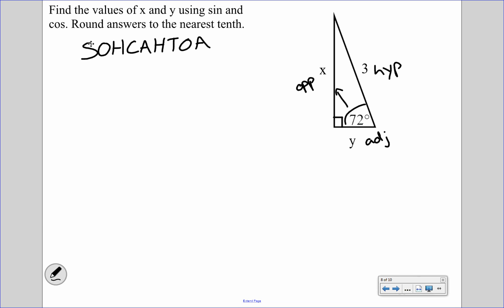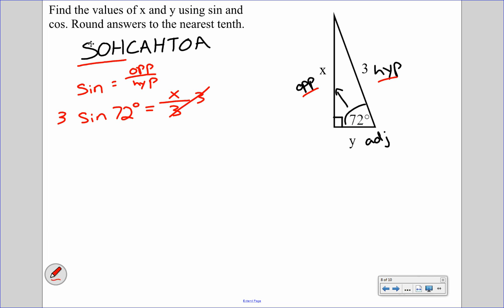So if we're solving for x, we are looking for our opposite side, and we have our hypotenuse. So we go back to our trig shortcuts. Which one uses opposite and hypotenuse? Sine, right? Sine is opposite over hypotenuse. So we can write that the sine of our 72-degree angle equals opposite, which is x, over our hypotenuse, which is 3. To solve for x, we simply multiply both sides by 3. 3 times the sine of 72 degrees is 2.85, so that's our x value.